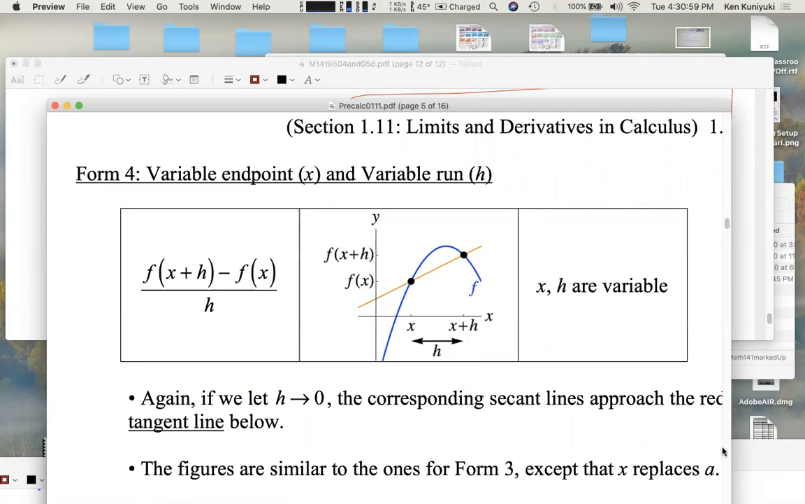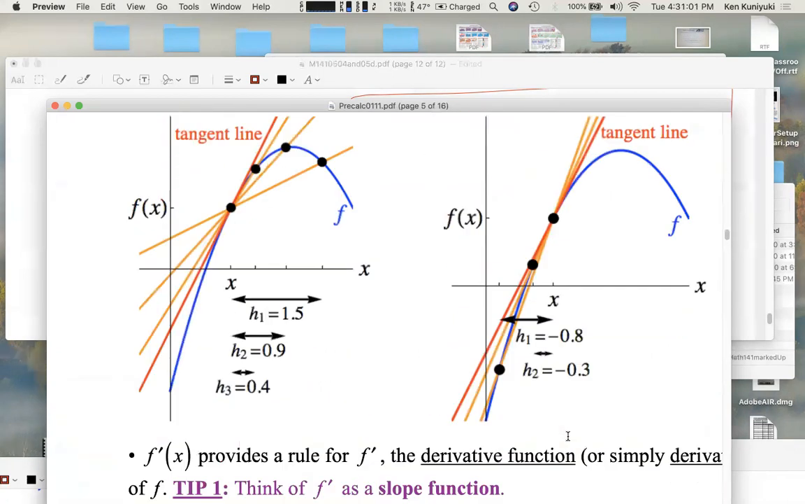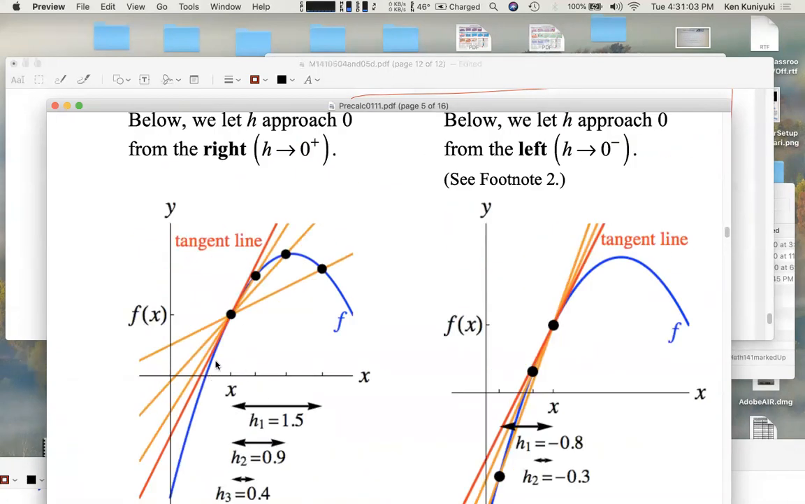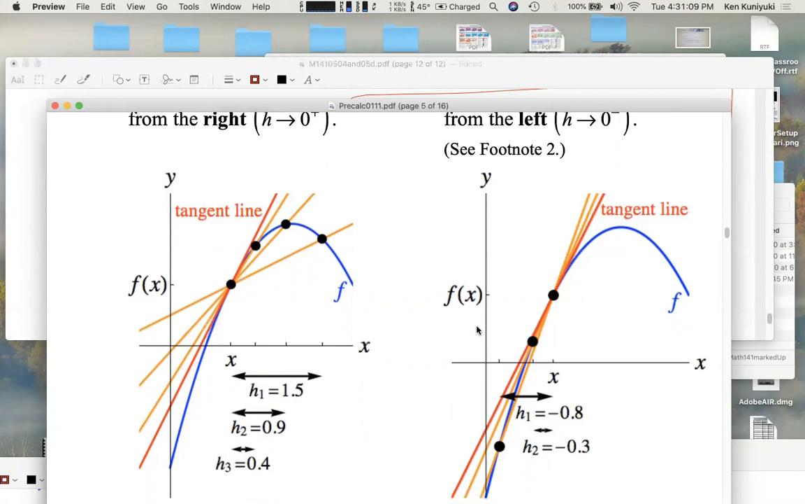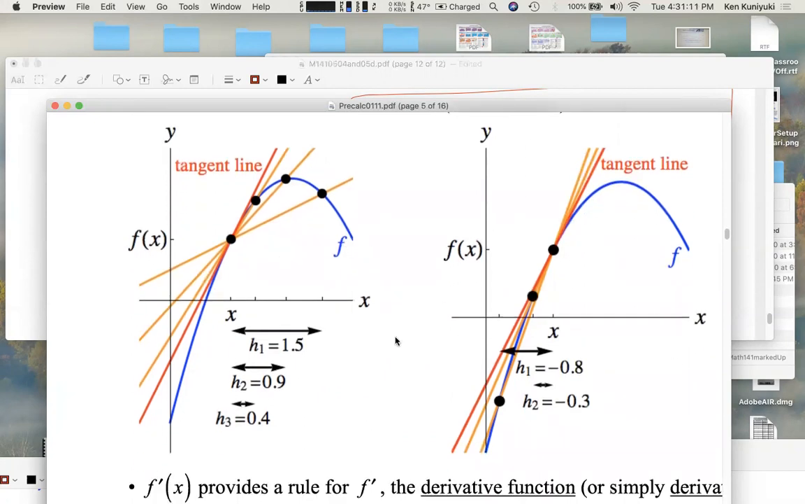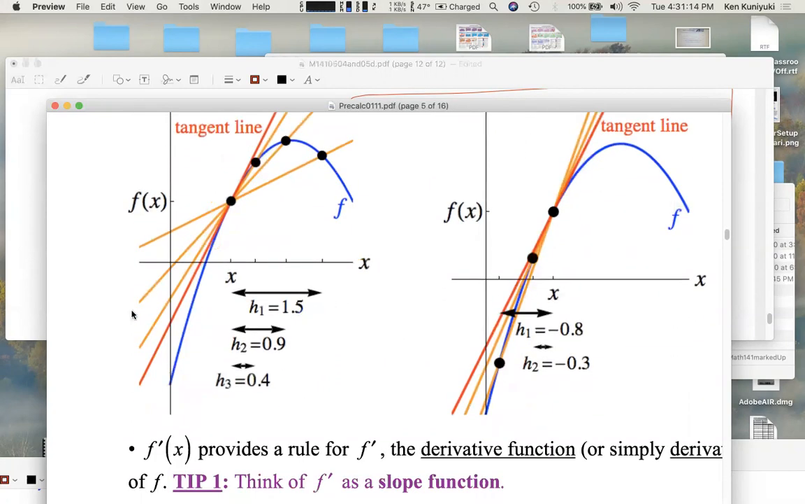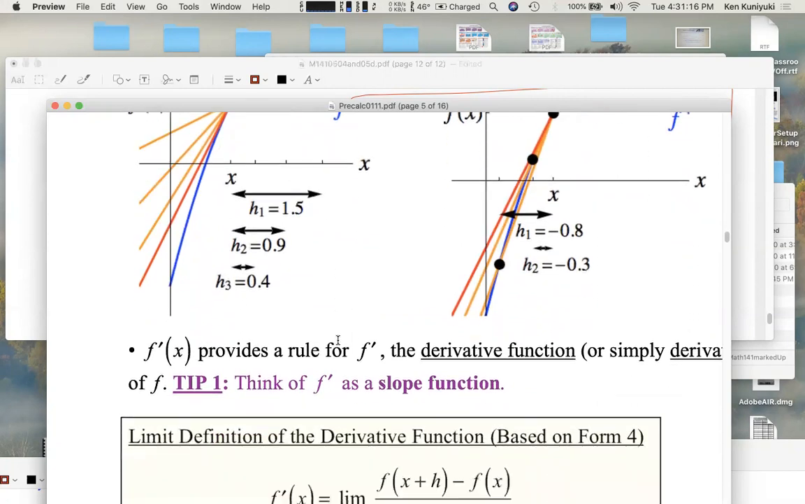If we let h approach 0, if we let the run approach 0, the slopes of the secant lines will approach the slope of the tangent line in red. And that could be either from the right or the left. h could be positive or negative. We let h approach 0.